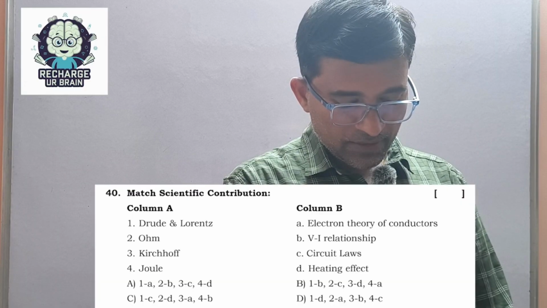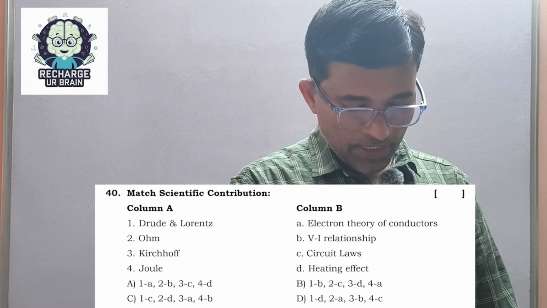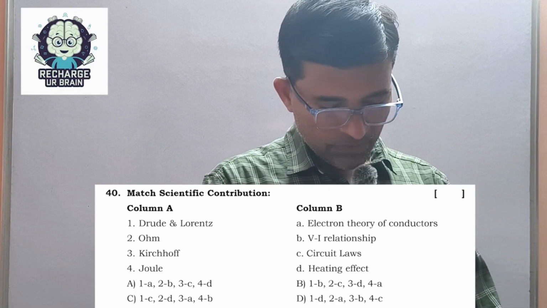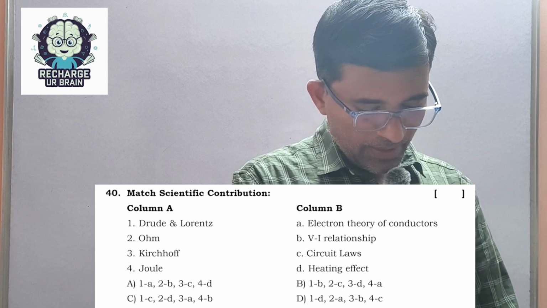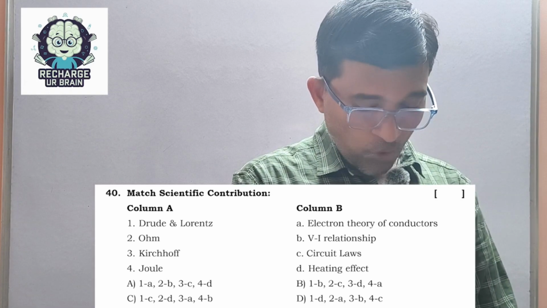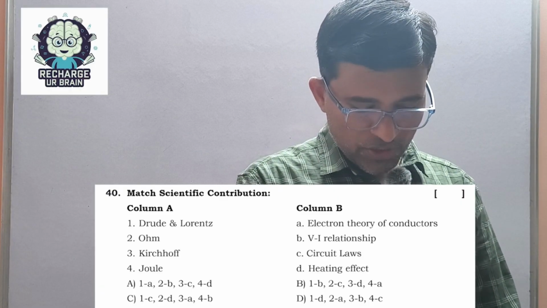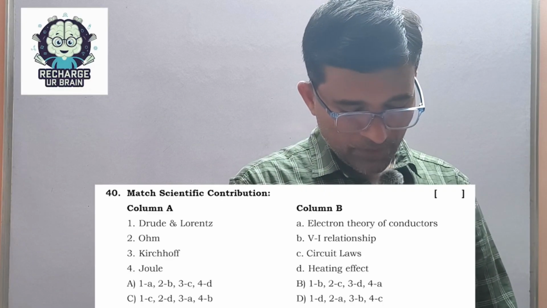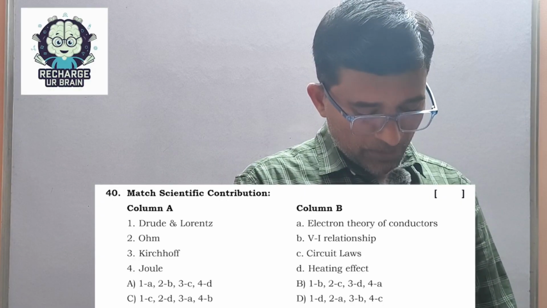And 40th question, match scientific contributions. Drude and Lorentz, column A. Electron theory of conductors were proposed. Next, you will find this one in electric current chapter. And second one, Ohm gives rise to VI relationship. And Kirchhoff laws is circuit laws. Kirchhoff current law and voltage law, two laws are there. And Joule is related to heating. So for the 40th bit, the right option is A.